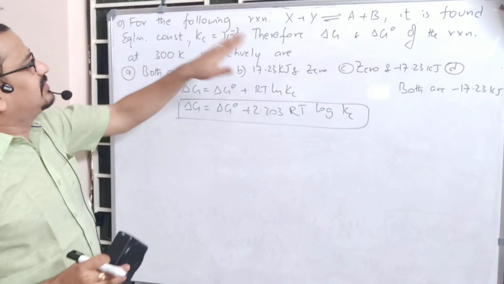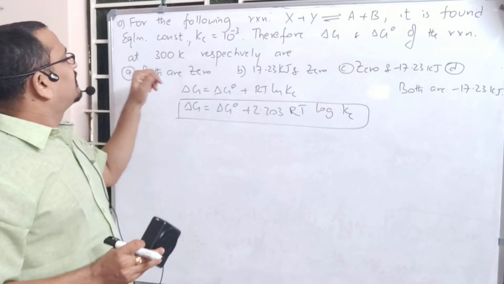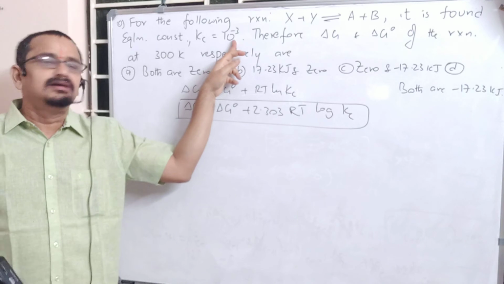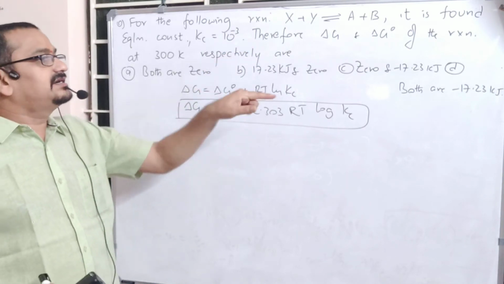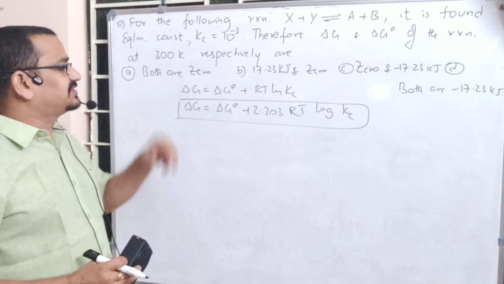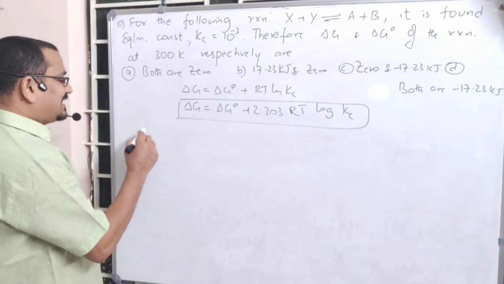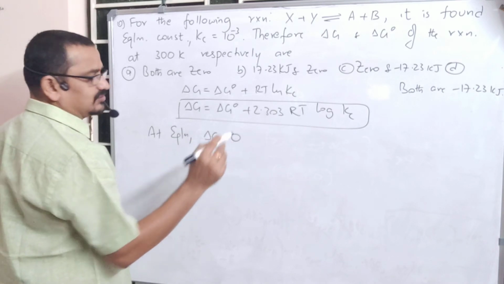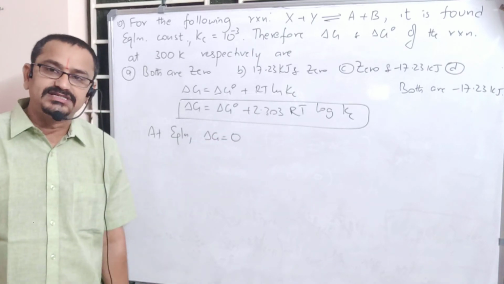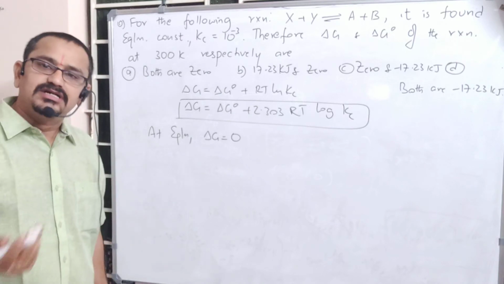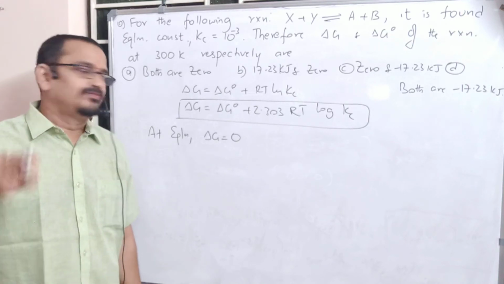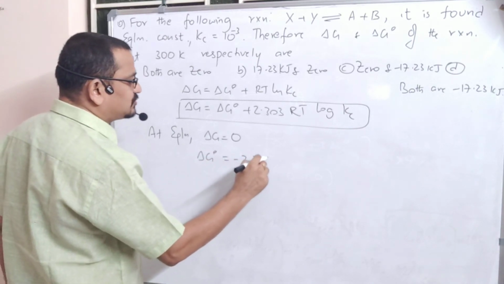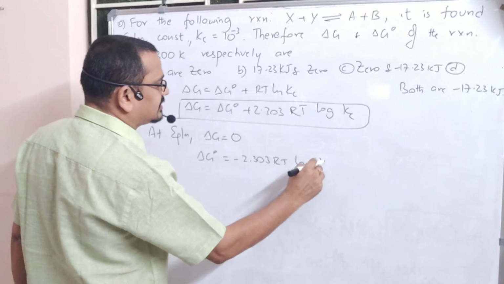Now, for the following reaction which is at equilibrium, it is found that the Kc value is 10 power minus 3. Therefore, delta G and delta G naught of the reaction at a given temperature will be? At equilibrium, Gibbs energy change will be 0. At equilibrium, all measurable parameters remain constant, even G also remains constant. So, change in Gibbs energy will be 0. Then delta G naught can be expressed as minus 2.303 RT log Kc.